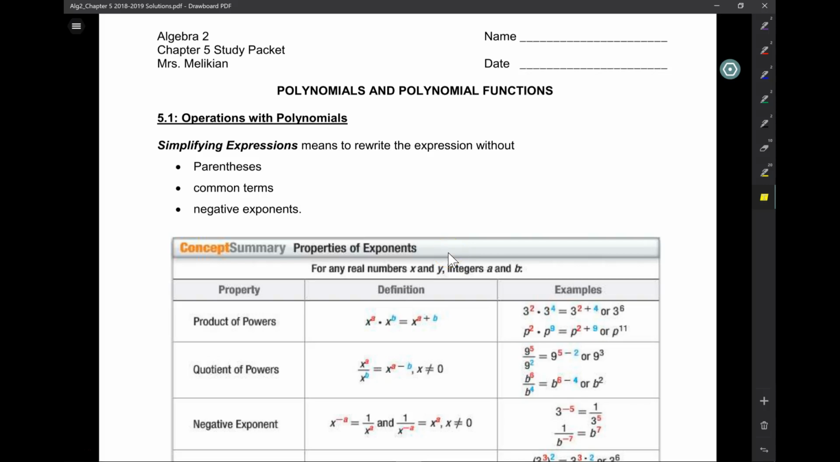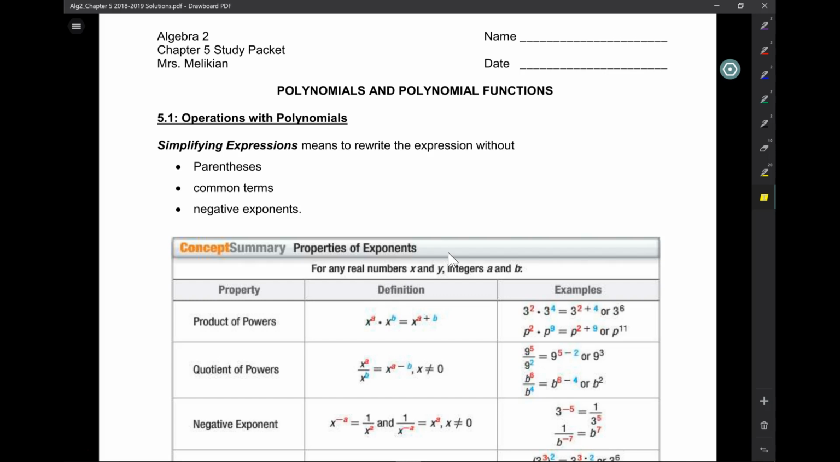We are going to start with 5.1, which deals with operations with polynomials. Okay? So first we're going to start with how to simplify expressions.